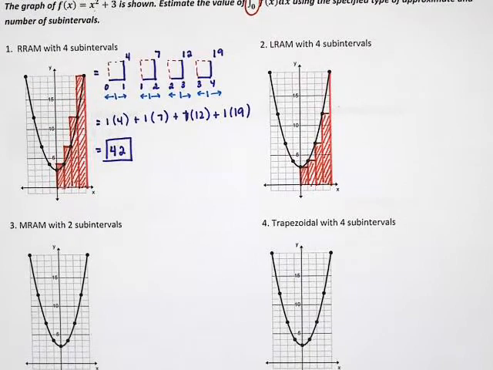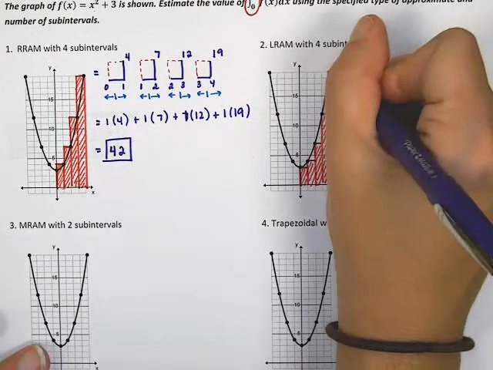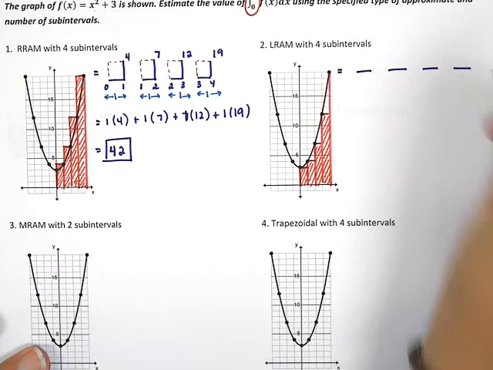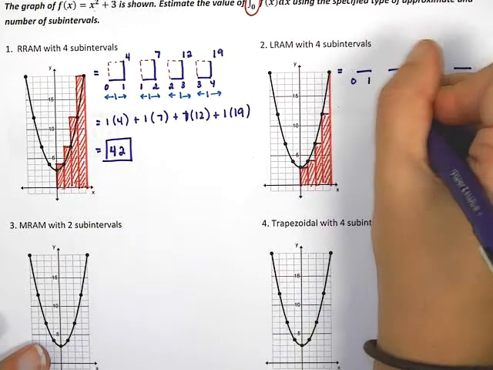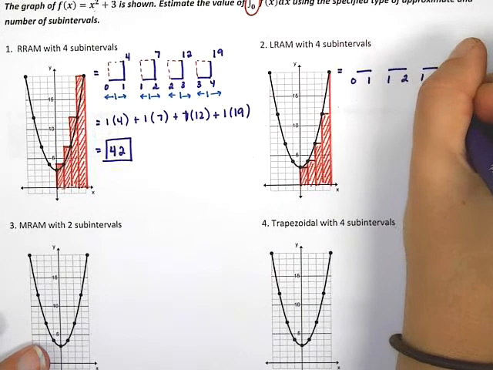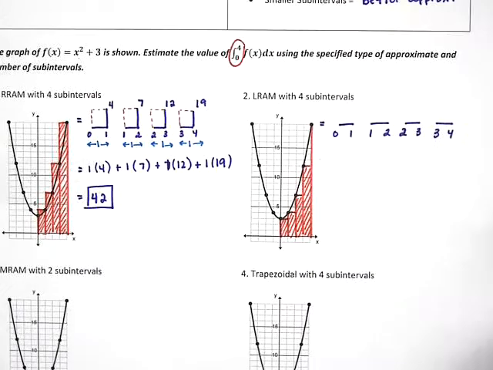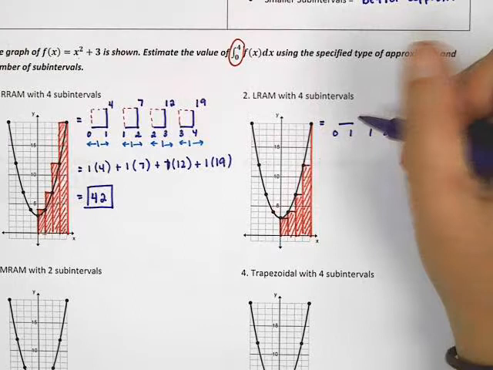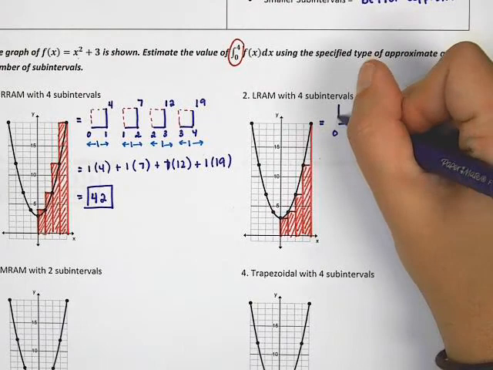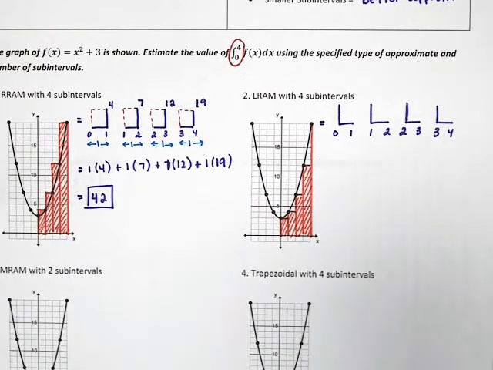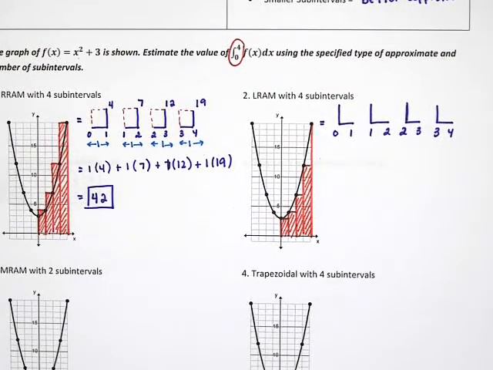Now we want 4 subintervals. So just like last time, we're going to draw 4 little lines. And we're going to label the start and stop of each section: 0 to 1, 1 to 2, 2 to 3, and 3 to 4. However, unlike last time where I drew a vertical line on the right side of these, I'm going to draw a vertical line on the left because I'm trying to use a left side approximation. And then I'm going to get the heights of those rectangles.